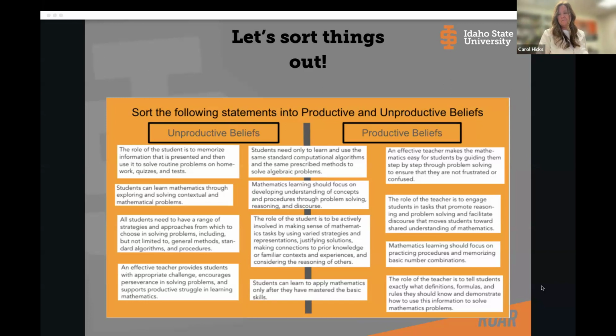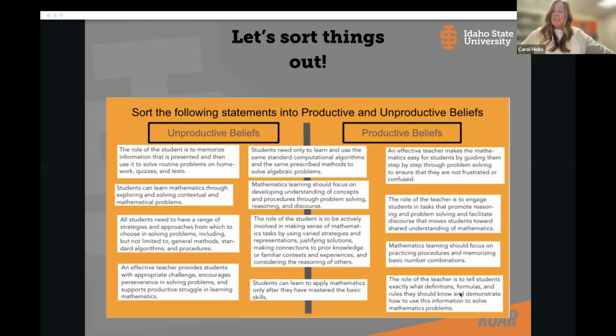So Carol, in our group, we were only half joking about the one that says the role of the teacher is to engage them in problem solving, versus the one that says an effective teacher makes it easy for them to understand by guiding them step by step and ensuring they're not frustrated or confused. I was like, that's what my students think my job is.